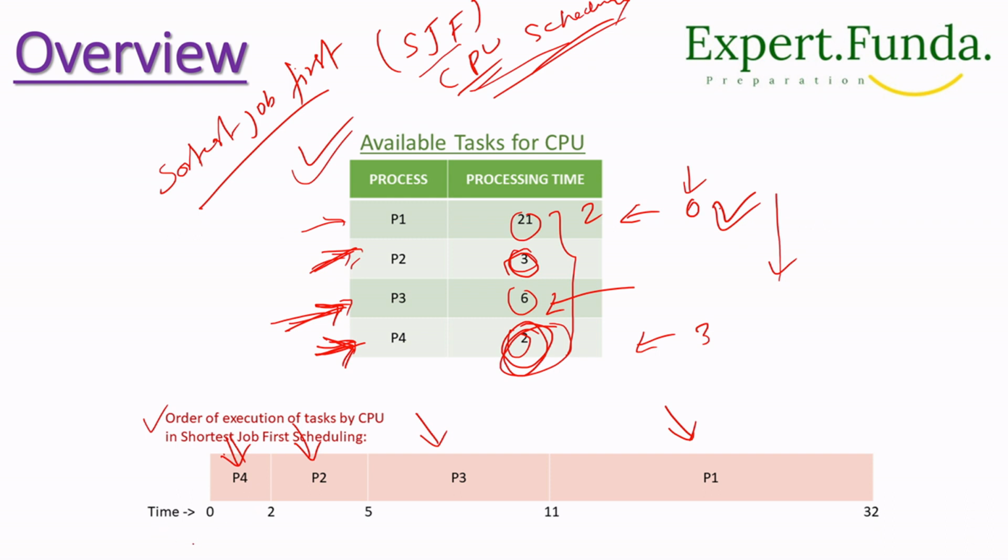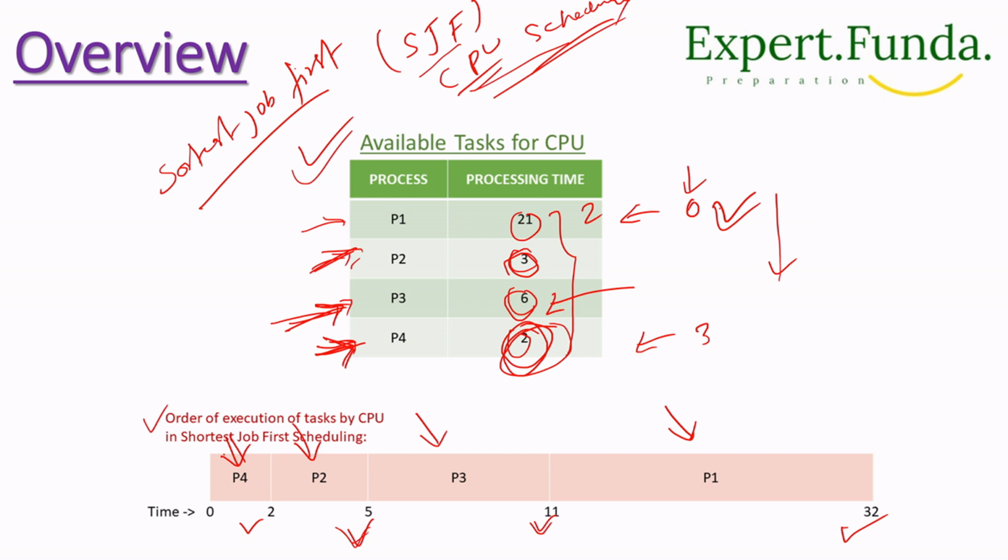So if we talk about the time, the time it is taking is 2. Now for P2 it is 3, so we have to add the time. 2 plus 3 is now 5 here. Next, P3 has a time of 6, right? So 5 plus 6 is 11, correct? Next P1 will come, and 11 plus 21 is 32. Like this it will make the order of execution, right? And this should be returned as the output, correct?